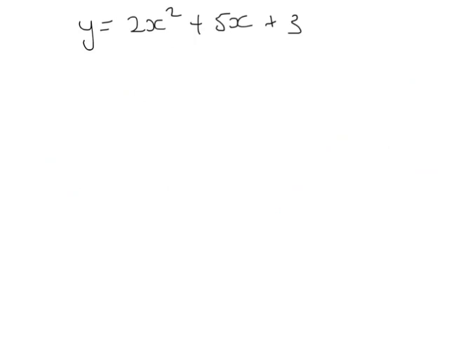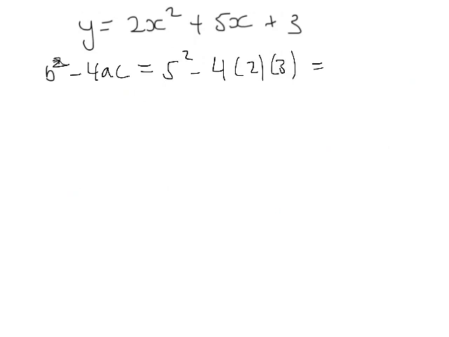I can check if this is going to cross the x-axis by looking at the discriminant. So the discriminant of this quadratic, b squared minus 4ac, is going to equal 5 squared minus 4 times 2 times 3. So that is 25 minus 8 times 3, which is 24, which is 1. So that's greater than 0, so we know this quadratic is going to have 2 real roots.